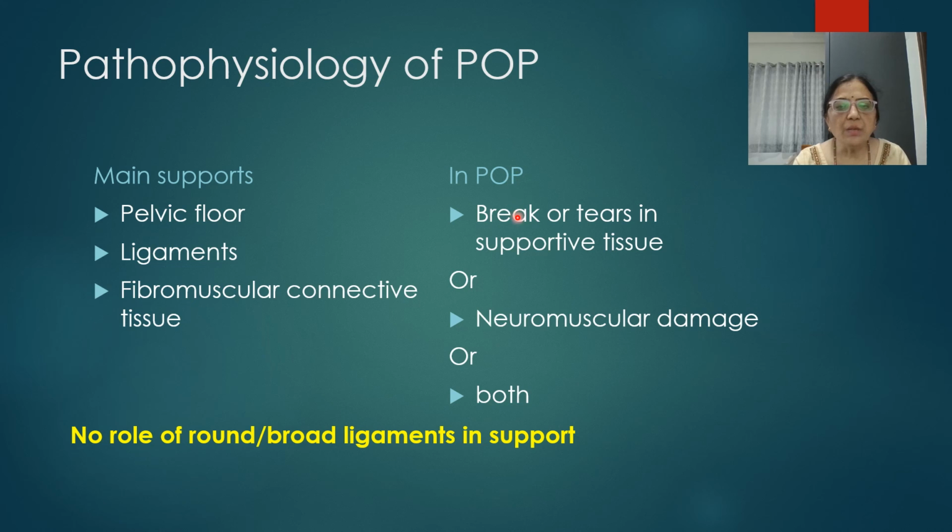In POP, there is either a break or there are tears in the supportive tissue, or there is nerve damage leading to neuromuscular damage, or there is a presence of both. There is neuromuscular damage as well as breaks in the supportive tissue, and that is how pelvic organ prolapse takes place. Now, there is no role of the round or broad ligament in the support of the uterus or vagina.